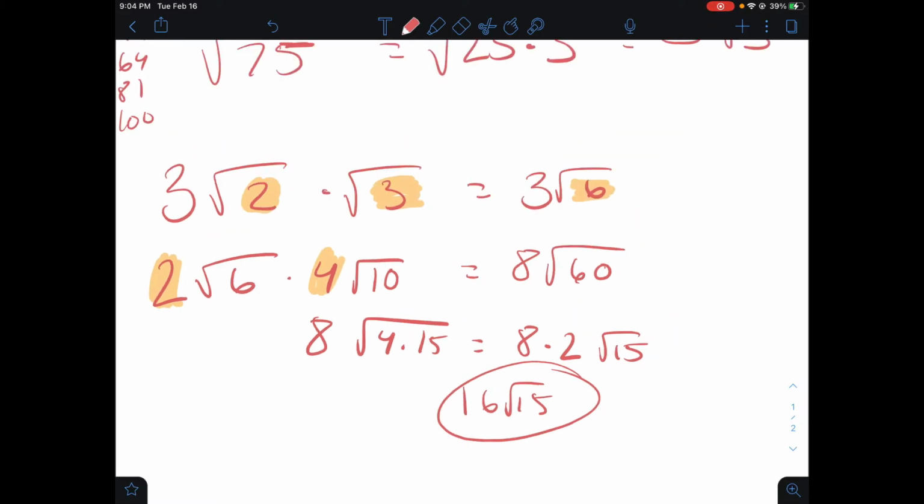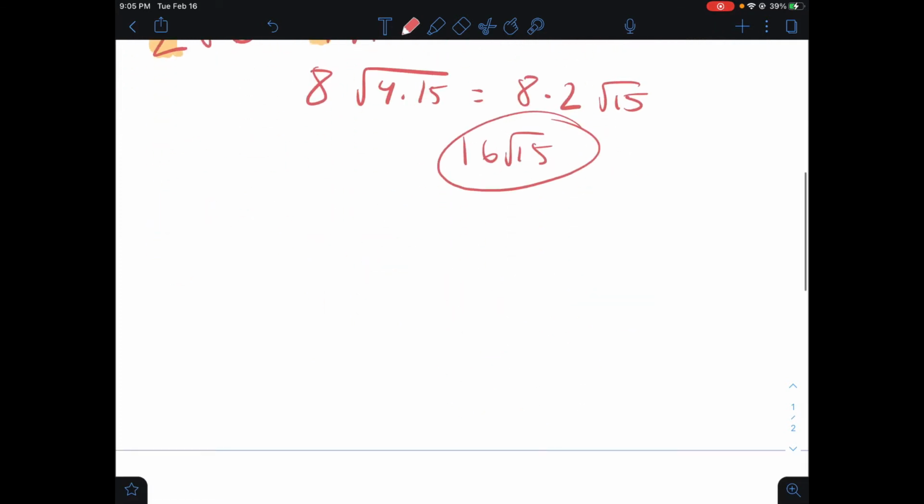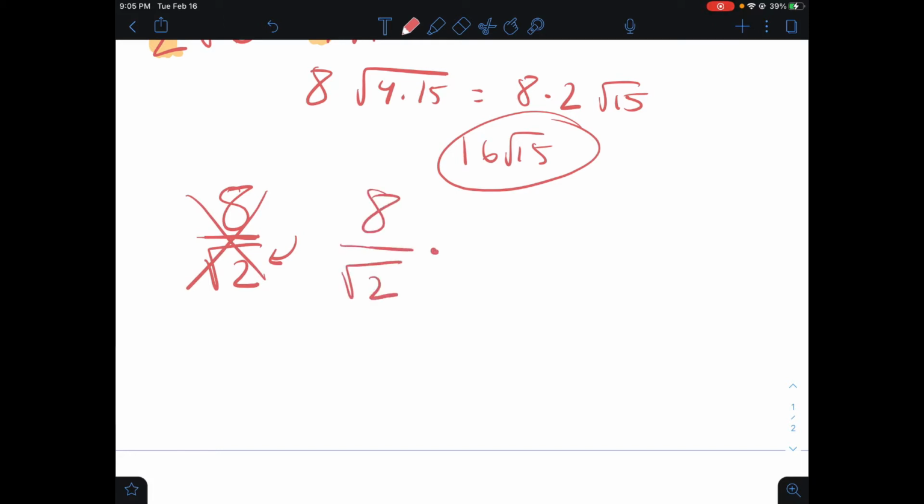I'm trying to think if there's anything else you need to know. Oh, we have to talk about rationalizing the denominator. When you divide by radicals, we don't like to leave the radical in the denominator. That is bad. So we do something called rationalizing it. To rationalize the denominator, you multiply the top and the bottom by the radical in the denominator. In this case, it's a root 2.